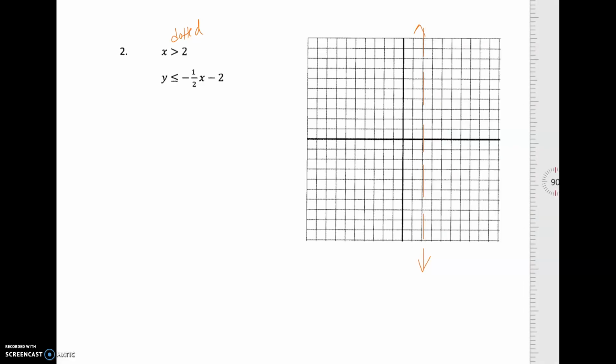And then y is less than or equal to negative 1/2 x minus 2. That's in slope-intercept form. It's going to be a solid line because it has the equal to. The slope is negative 1/2, and the intercept is negative 2. And before I start doing this one, I forgot to do my shading. Where are the values of x getting larger? They're getting larger to the right of our line. So we shade all those.